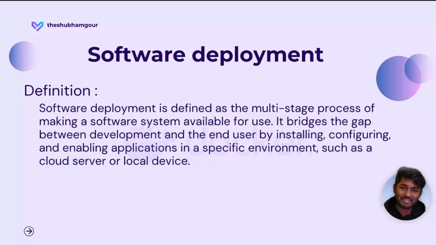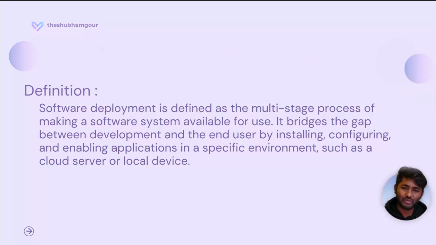Now let us go with the bookish definition that we can find on the internet, and then I will present it in a very simple statement. What actually is software deployment? Software deployment is defined as a multi-stage process of making a software system available for use. It bridges the gap between development and the end user by installing, configuring, and enabling the application in a specific environment, such as the cloud server or the local device. Now, what does this definition want to say? If I put this in simpler terms, it is just making your code available to the user, and that is what we call software deployment.